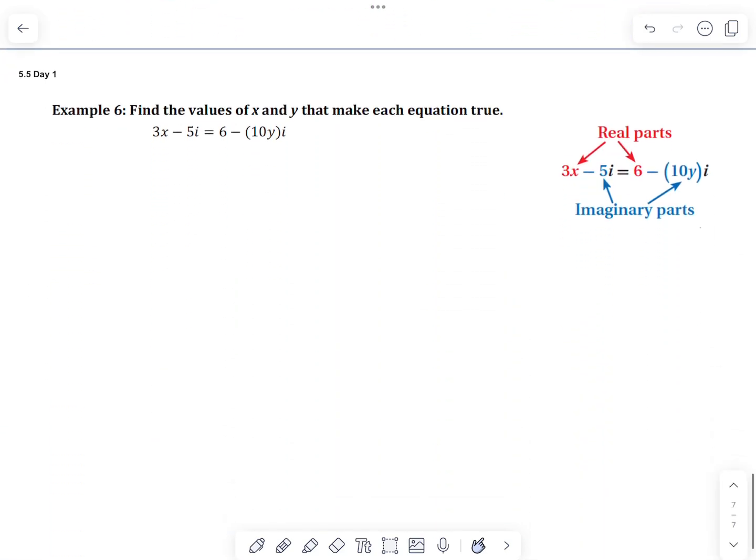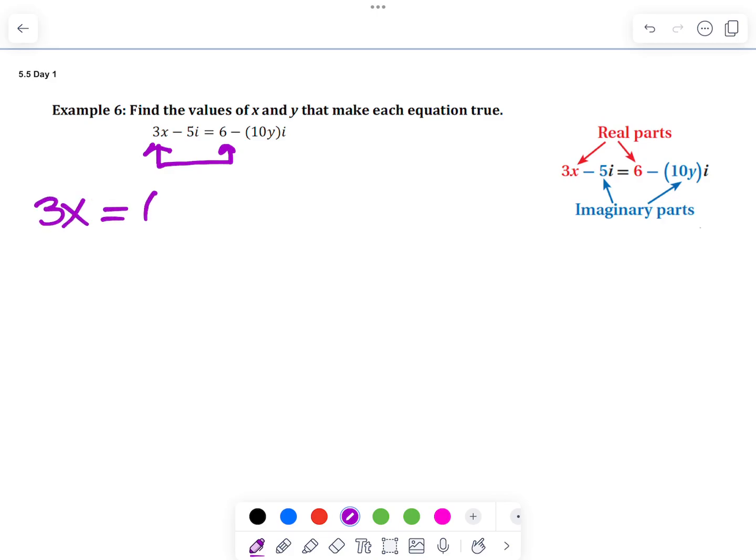Here's another equation, similar in style to the last one. Find the values of x and y that make that equation true. So the 3x and the 6 are the real pieces. So we go ahead and solve that for x. We divide both sides by 3, and we get x to be 2.